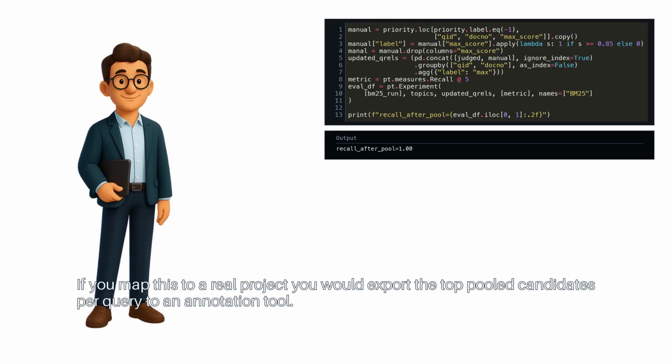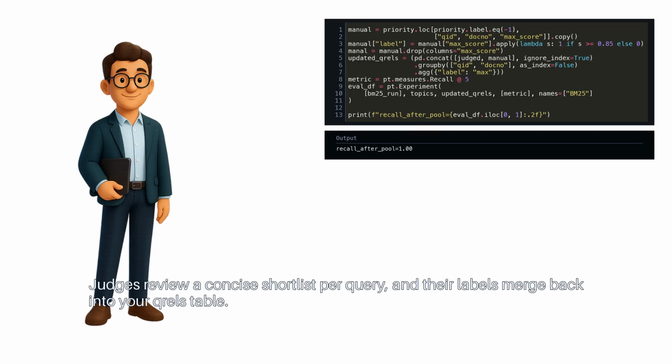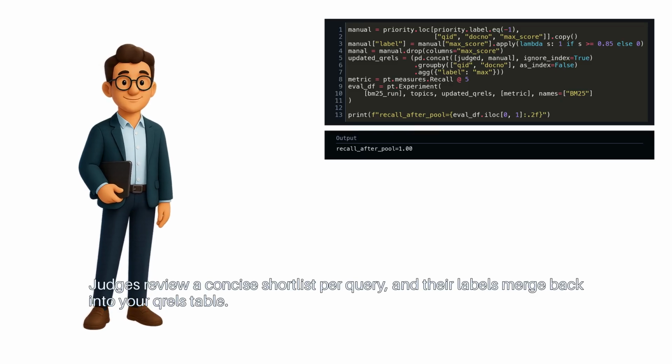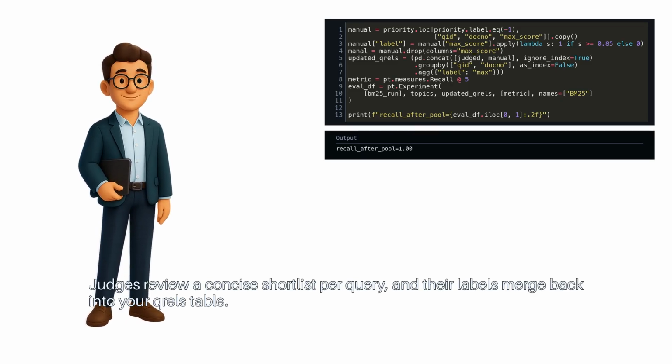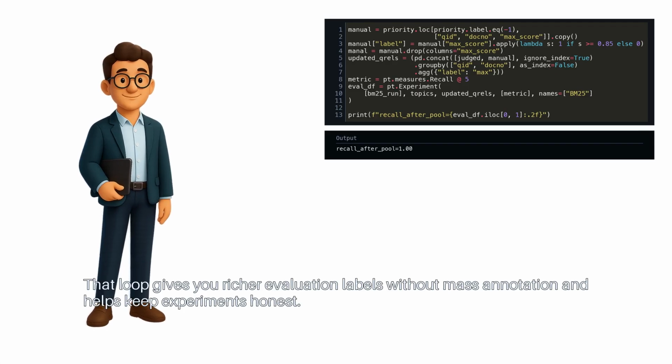If you mapped this to a real project, you would export the top pooled candidates per query to an annotation tool. Judges review a concise shortlist per query, and their labels merge back into your Qrels table. That loop gives you richer evaluation labels without mass annotation and helps keep experiments honest.